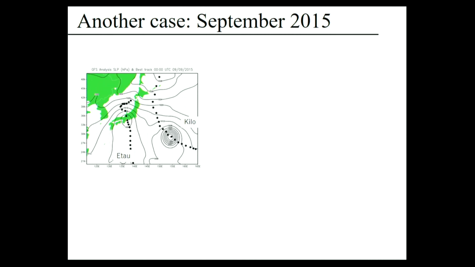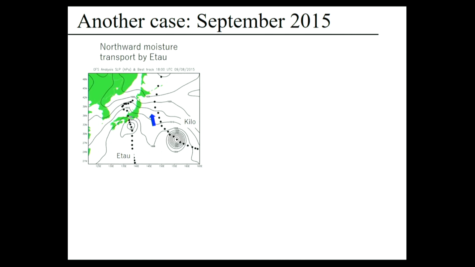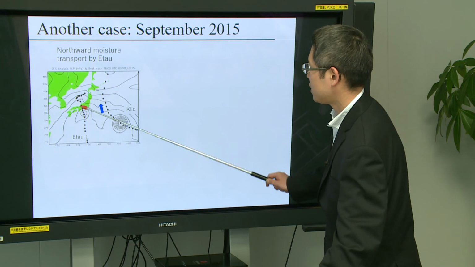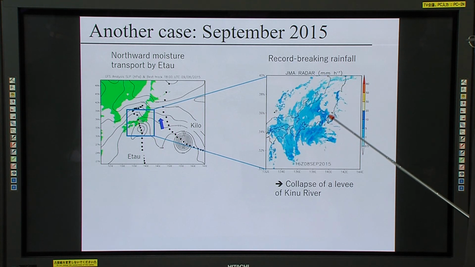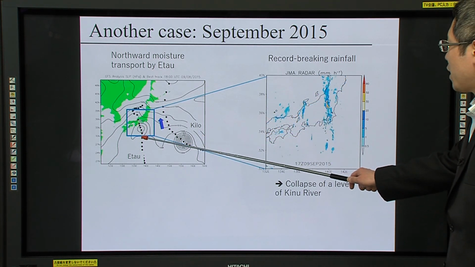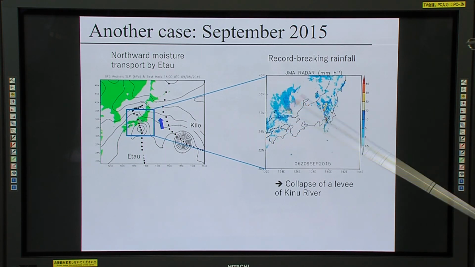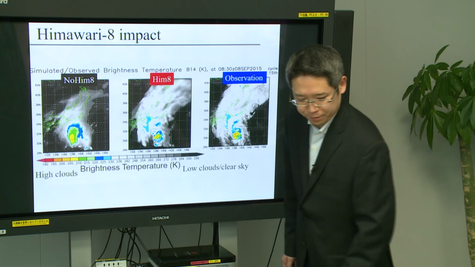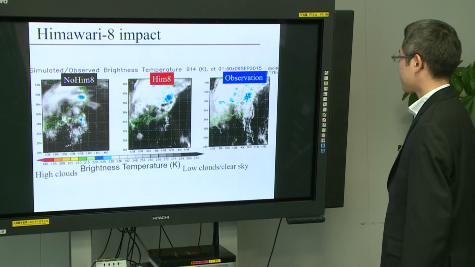Here is another case. That's a September 2015 case where we had 2 typhoons passing Japan. And at this time, we had a typhoon on the eastern ocean, the other typhoon just south of Japan. And here we have heavy rainfall associated with this typhoon Etau, and that produced a heavy rainfall band in the Kanto region that caused a severe disaster in that area.